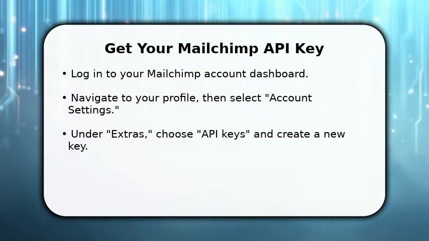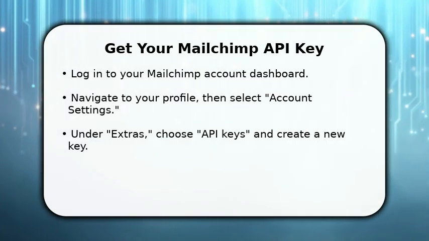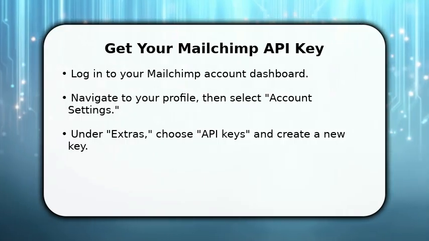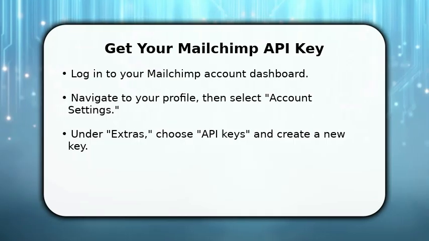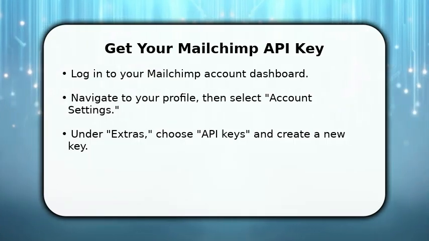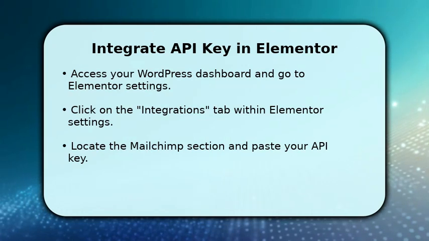From there, go to the Extras menu and choose API keys. If you don't have one, simply create a new key and copy it. This key acts as a secure bridge between Mailchimp and Elementor. Next, let's integrate this key into Elementor.